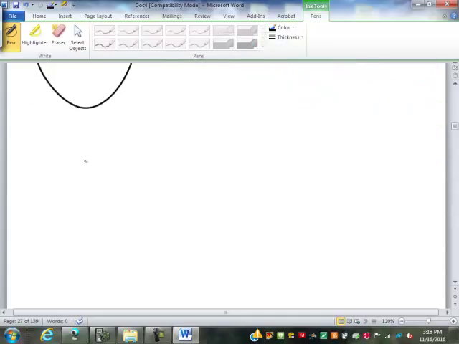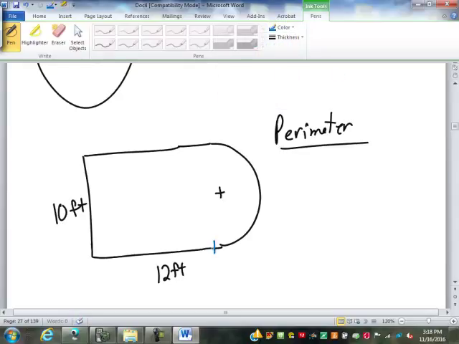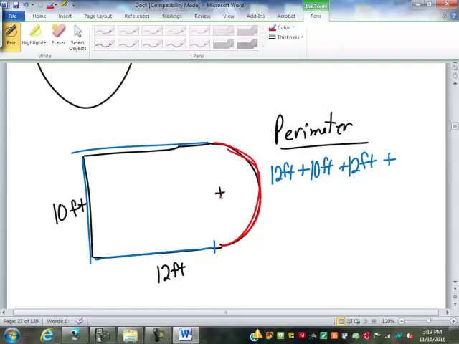So what if I give you this shape again, and I ask you to find the perimeter? Well, it's going to work the same way. I have 12 feet plus 10 feet plus another 12 feet plus whatever this arc is, this half circle is.